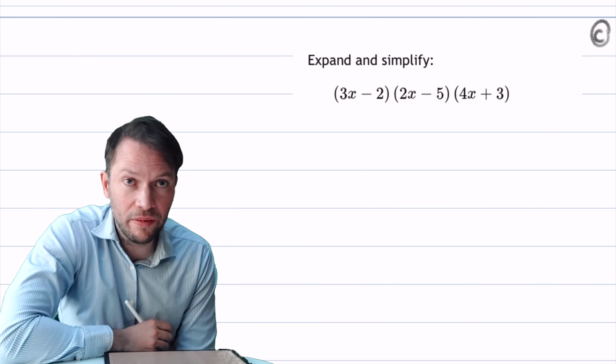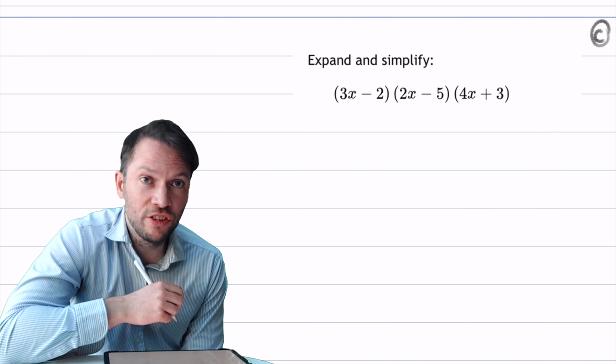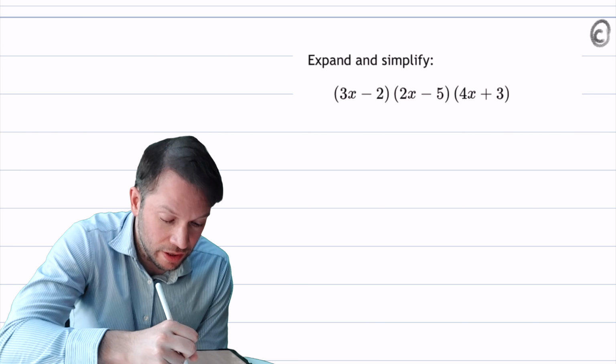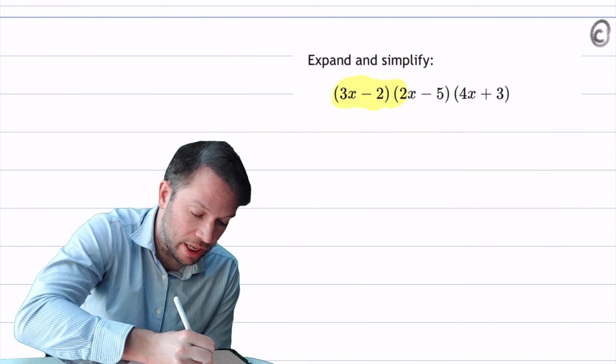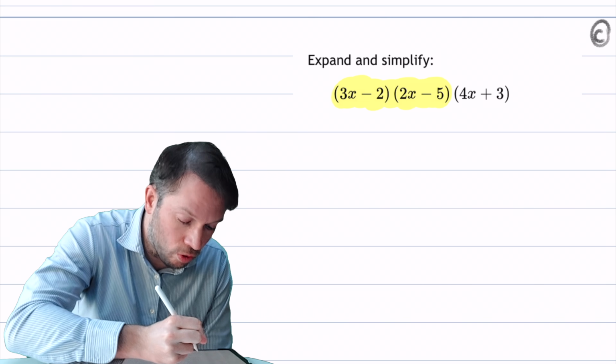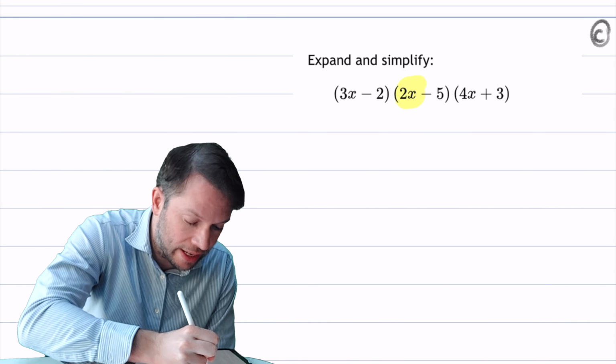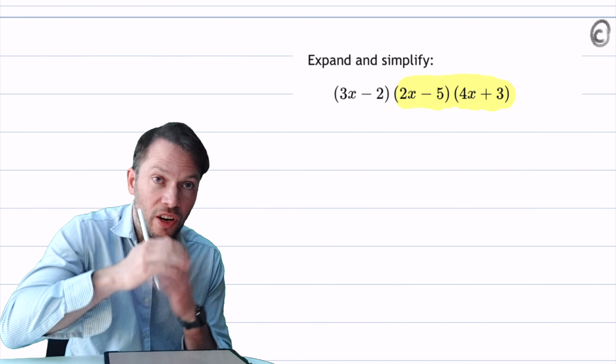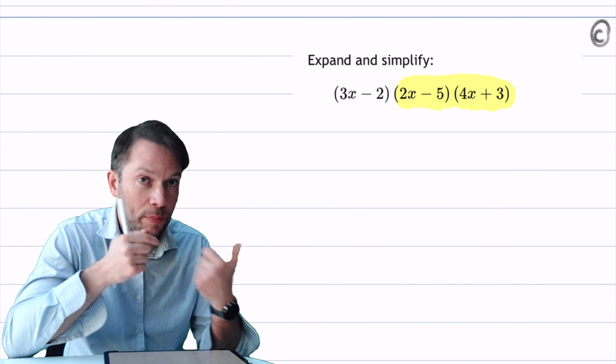In this video, we're going to expand three brackets, and the key here is to just multiply two brackets at a time. So we could either multiply the first bracket by the second bracket, and then multiply that result by the third bracket, or we could do the second bracket multiplied by the third bracket and times that result by the first bracket. And I prefer that option.